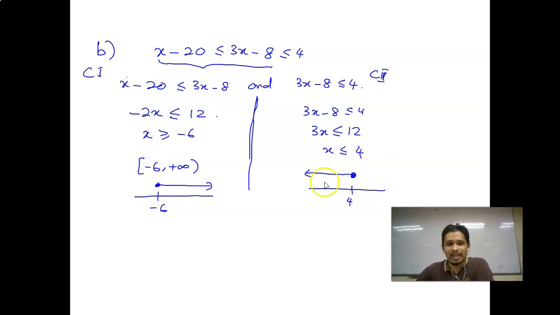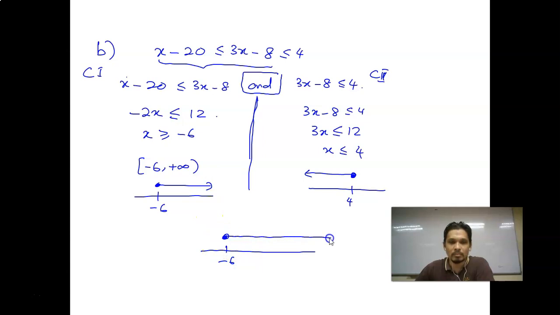This is the solution for case number 1, and this is the solution for case number 2. So we are going to combine these two cases in one number line, and we are referring to this sign, or term, of ∩. ∩ means intersection. So we write down again the first number line, the first solution, and we bring to this side negative 6, and 4, less than or equal.